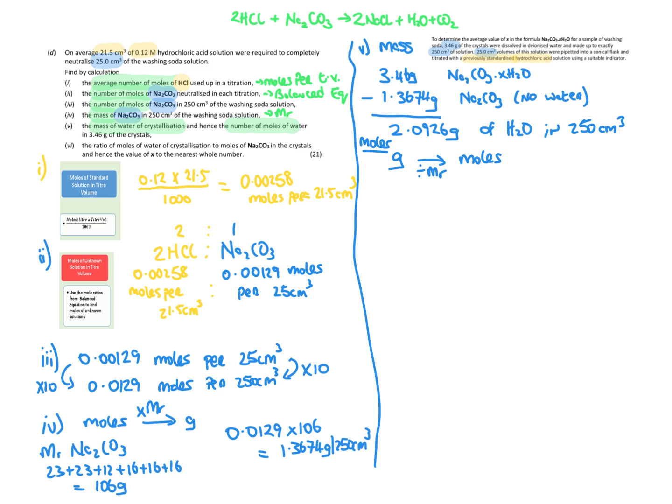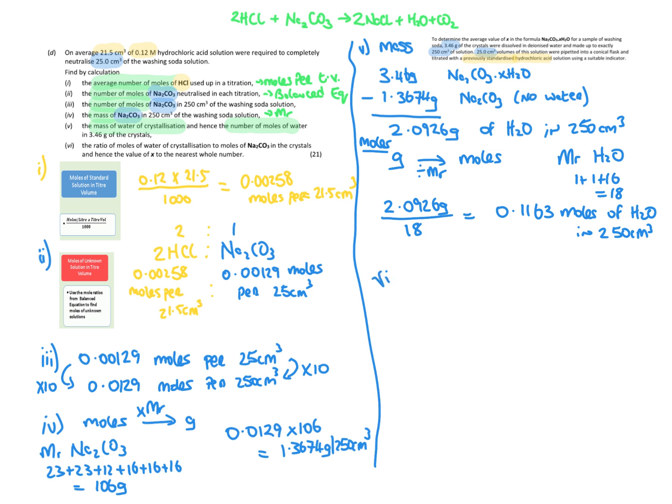So we need to know how many moles of water there is in 2.0926 grams of it. So the first thing you'll do is you'll get your molecular mass of water, H2O, and we know that that's 1 plus 1 plus 16, which is 18. So I can now take the 2.0926 grams of H2O, divide that by the molecular mass of H2O, which is 18, and that will give me that there is 0.1163 moles of H2O in 250 centimeters cubed of our solution, and that is part 5 completed.